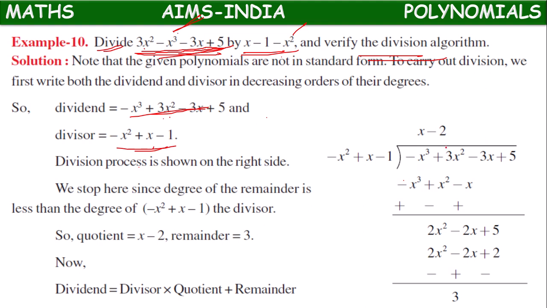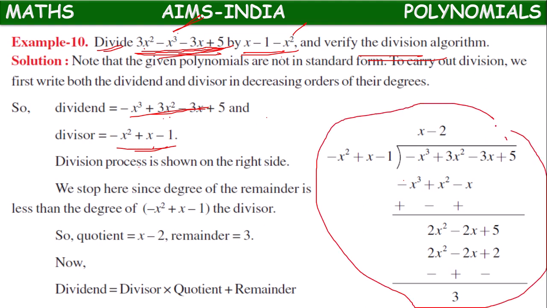So after division, like we have done in previous examples, the remainder is 3. The quotient is x minus 2. The divisor is this one. This is the dividend. So remainder, dividend, quotient, divisor.